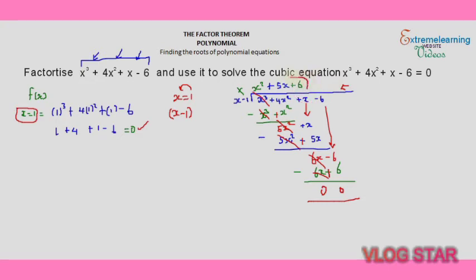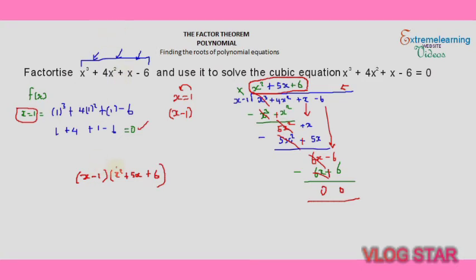The next expression is what? X squared plus 5x plus 6, right? So let's bring it down. The first root of the equation we got is what? X minus 1, right? That's the first root. So the next one is what? X squared plus what? 5x plus 6. So this is the next expression we're going to work on.